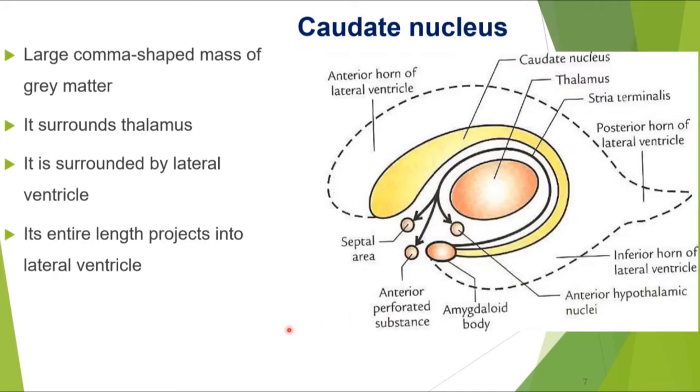Moving on to further details of caudate nucleus. The caudate nucleus, which you can see in yellow color in this picture, is a large comma-shaped mass of grey matter. Comma-shaped means it resembles the shape of the punctuation mark comma. It surrounds the thalamus. The thalamus is here. It itself is surrounded by the cavity of lateral ventricle. Its entire length projects into lateral ventricle.